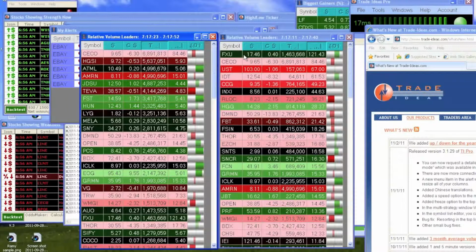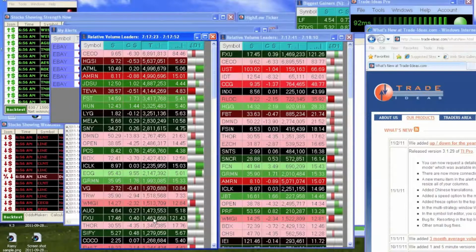So this FXU is still here somewhere. Here it is. It moved down. It doesn't look quite as interesting on this chart because it did about a sixth of the volume of this. But you can still see that the relative volume is really high. So, two different ways to see volume. They're both important. It's just a question of which one you want to see.